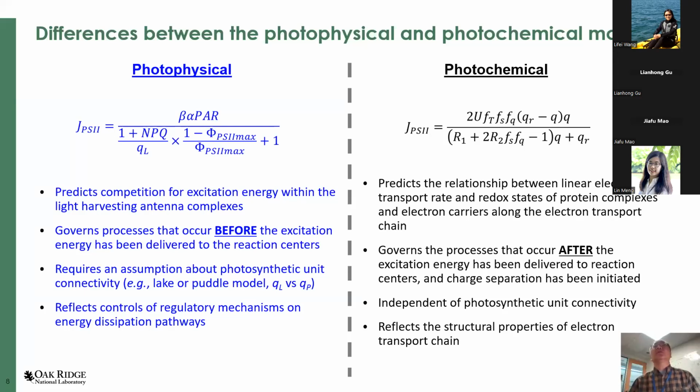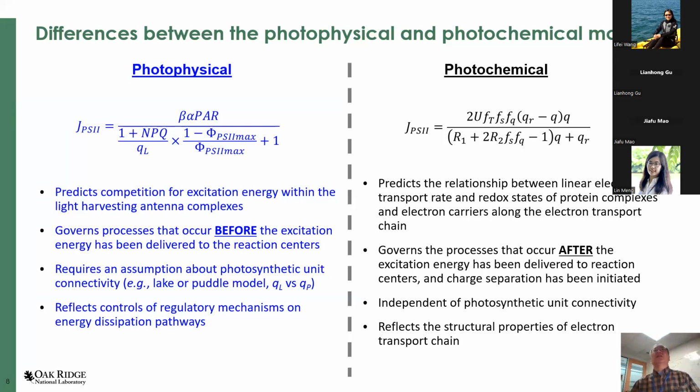The photophysical model predicts competition for excitation energy within the light harvesting antenna complexes. It governs processes that occur before the excitation energy has been delivered to the reaction centers. It requires an assumption about the photosynthetic unit connectivity, either lake model or Potter model. It reflects controls of regulatory mechanisms on energy dissipation pathways.